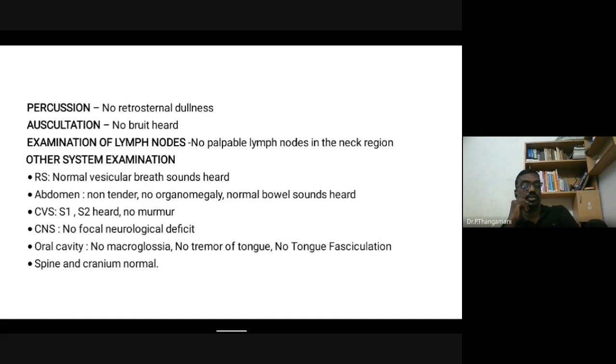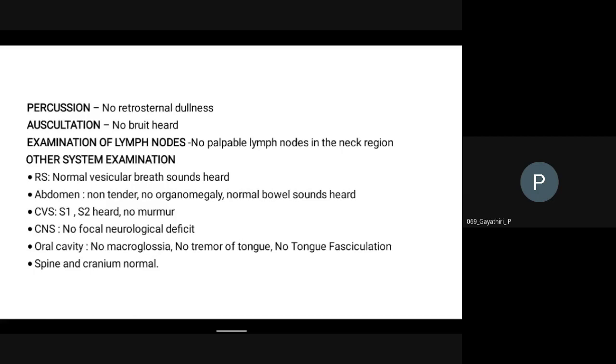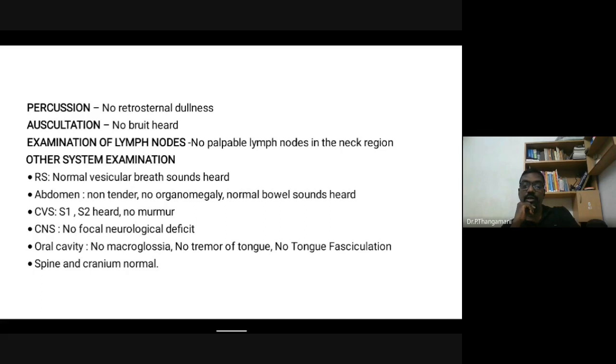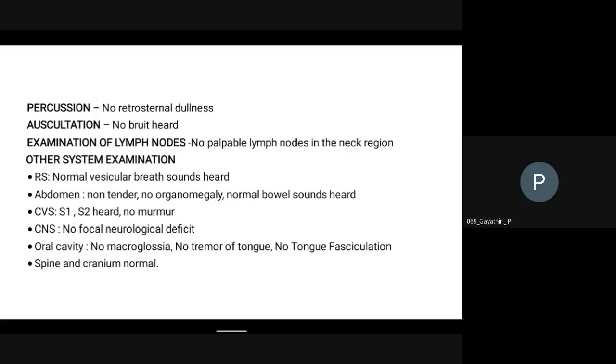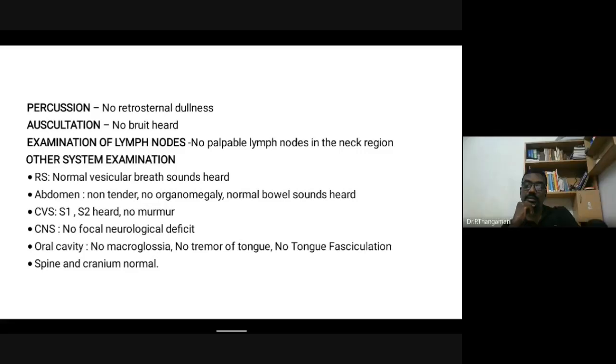What is the importance of auscultation in goiter? To see for a bruit, due to the vascularity. In what condition of the gland will you have increased vascularity and hear a bruit? Primary thyrotoxicosis. Graves' disease or primary thyrotoxicosis is a condition where a bruit will be heard. Why is it so? Because of increased vascularity and hyperdynamic circulation. Where is the bruit prominently heard?